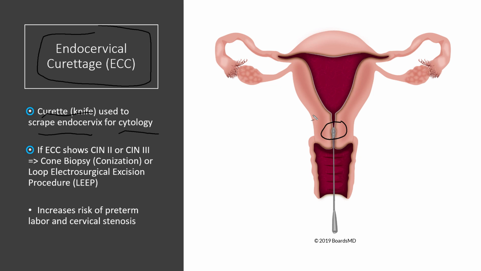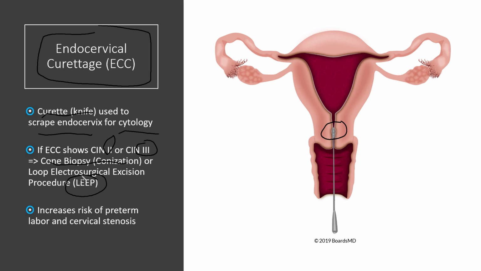If during the ECC we scrape these cells and we are able to see cervical intraepithelial neoplasia 2, or CIN3, then we can proceed with either a cone biopsy or conization, or we can perform a LEEP procedure, and we will discuss what these procedures entail in the coming slides.